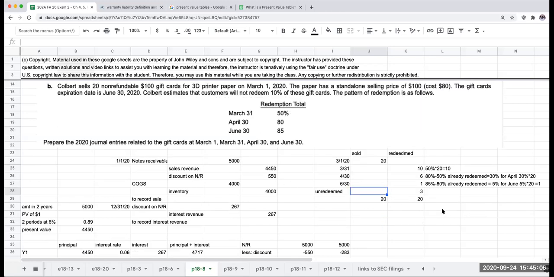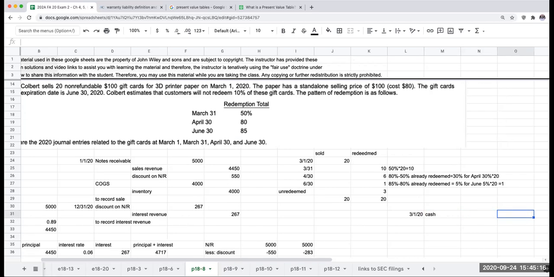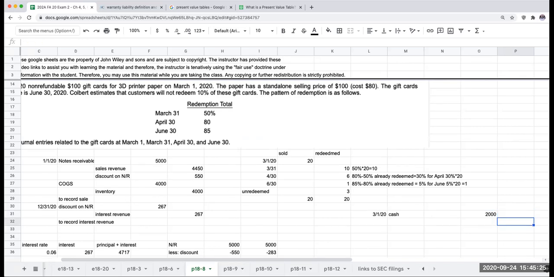So the first thing we're going to go through and do is basically say here on 3/1/20, we got some money. So here we got cash, and I sold 20 gift cards, non-refundable $100 gift cards, for $100 each. So then what I'm doing over here is I'm crediting this as unearned revenue. So I don't do anything with cost of goods sold as of yet.